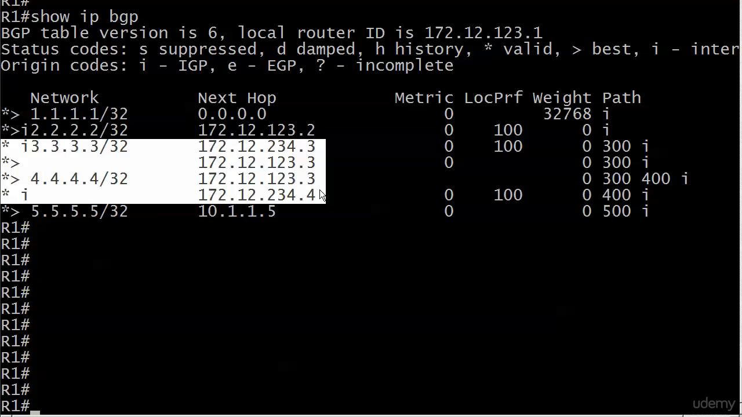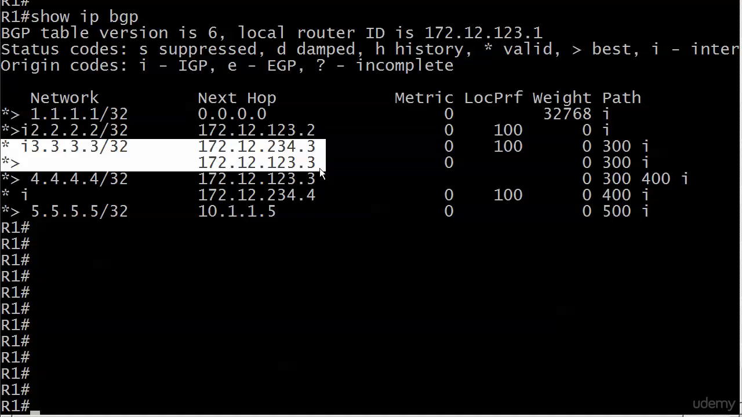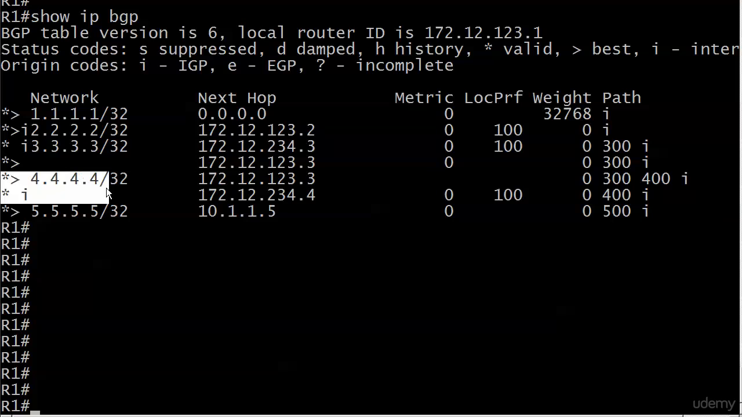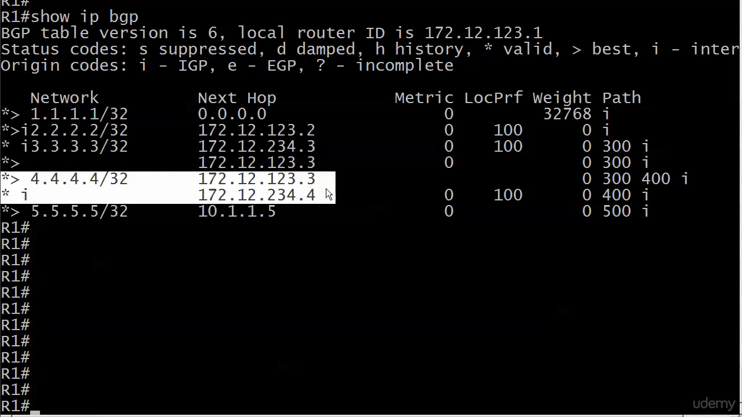And we see a valid and best. You can see here for 3333, the router has two entries, and it's chosen the path with 123.3 as the next hop IP address as the best and valid path. And for the entries for router 4's loopback, it's chosen, again, the path through 123.3.